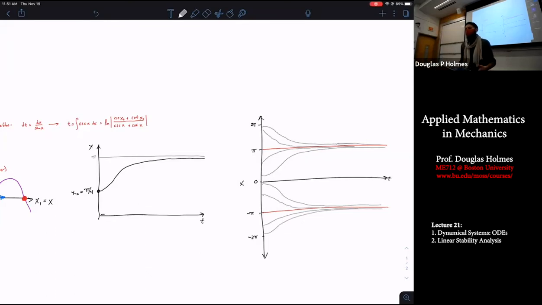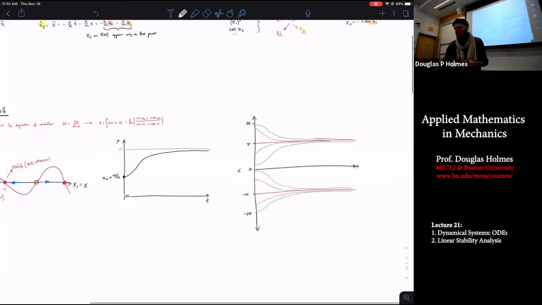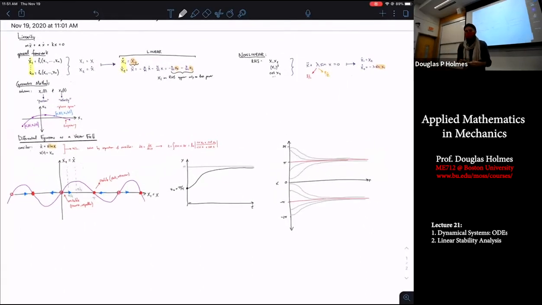So we have now been able to sketch the qualitative behavior of our system for any arbitrary starting point just by using these graphical methods. Questions?